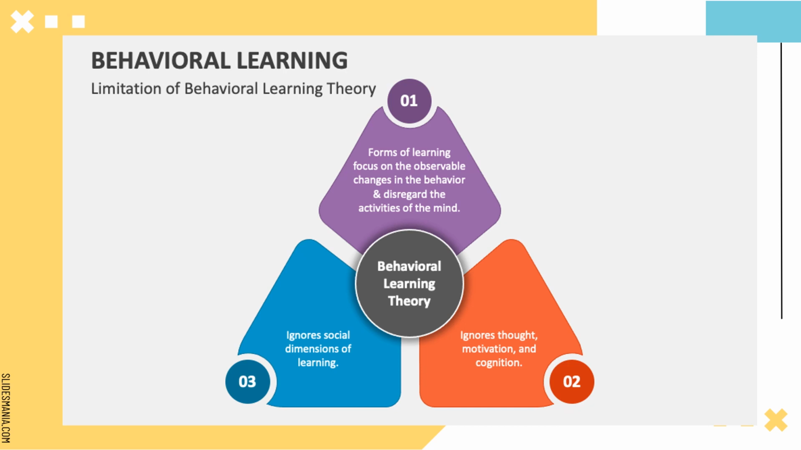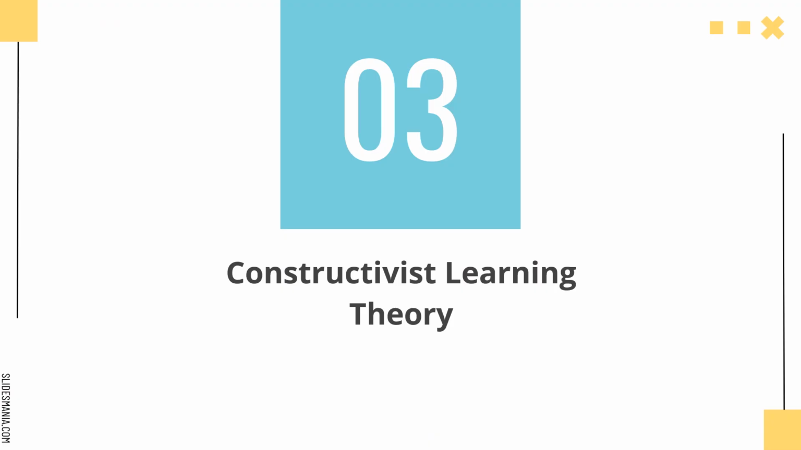When you look at this figure on behavioral learning, you'll notice number one, right, forms of learning focus on the observable changes in behavior and disregard the activities of the mind. So this external force is driving the learning. It ignores thought, motivation, and cognition, and ignores the social dimensions of learning. If you believe those are important, this would not be the learning theory that drives your teaching philosophy.